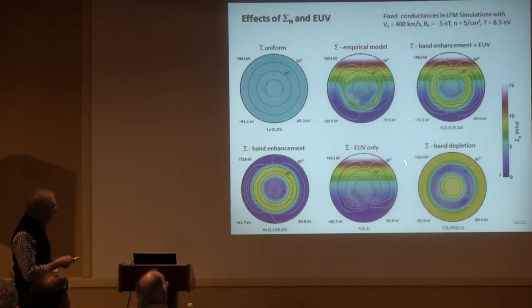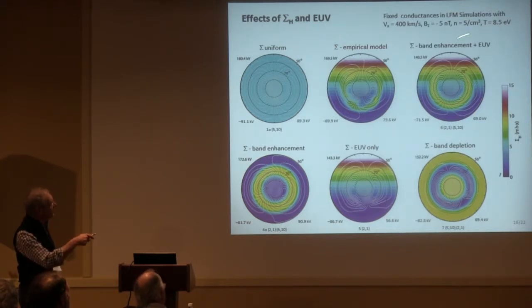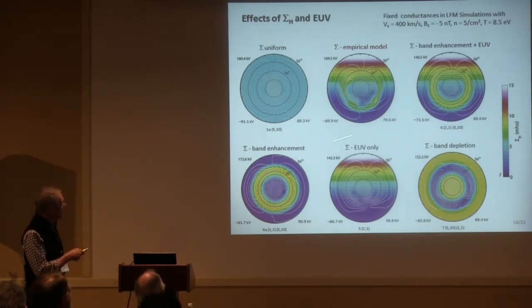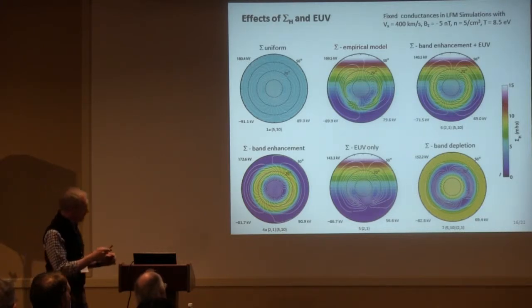And then here you have a simulation in which only the EUV contribution to the conductance is included, no auroral precipitation. And what you see is that the EUV contribution causes a rotation in the opposite direction, counterclockwise moderately, but gives a very significant asymmetry in the flux circulation in dusk relative to dawn. And so you put this case together and this case together, and you get this situation up here. The EUV contribution wins out in the flux circulation, but the sigma band enhancement wins out in terms of the rotation in this case.